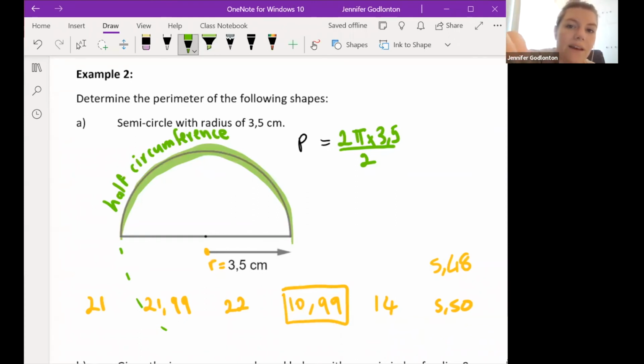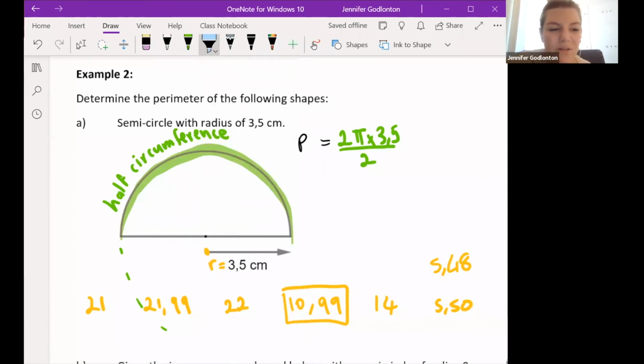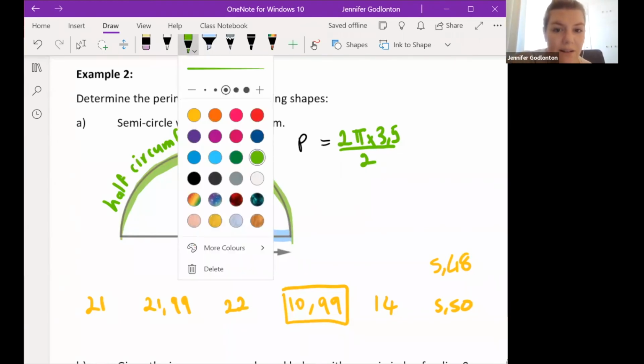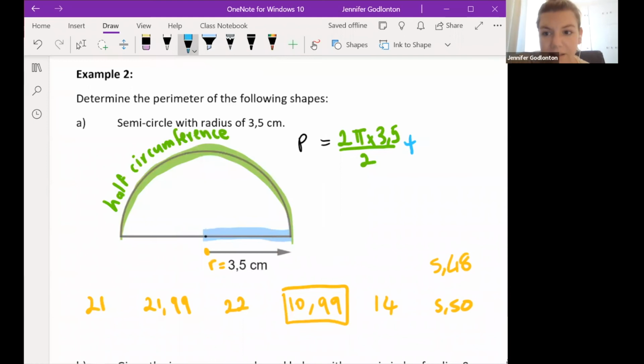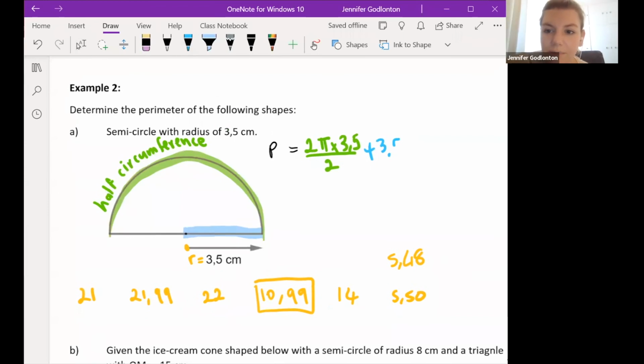Then I have to think, well, that's not my whole perimeter. That's only the top part. I haven't included the bottom part in my perimeter. So if I want to include this part over here, that's my radius, right? So that's going to be plus 3.5. Okay, sorry, let me just scroll up a little bit. So that's 3.5.